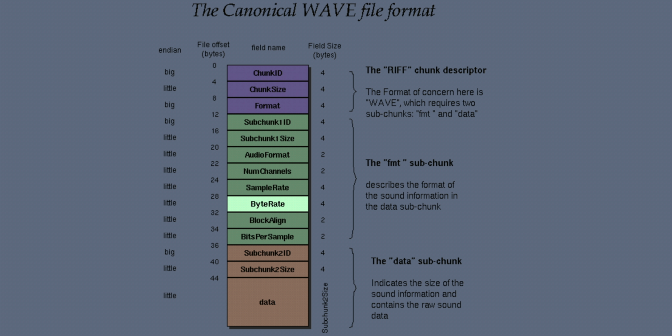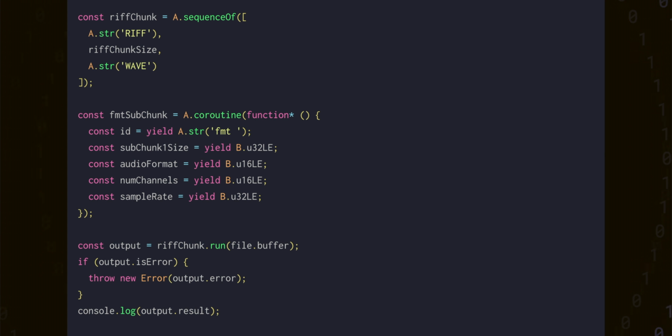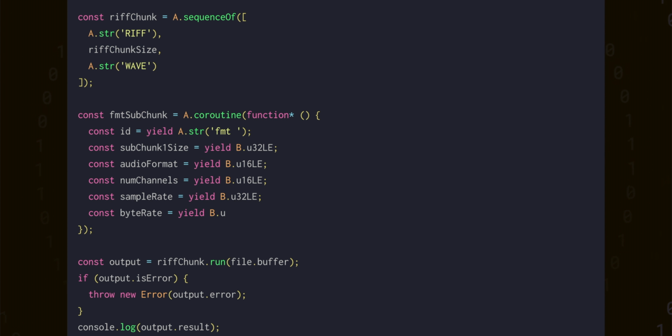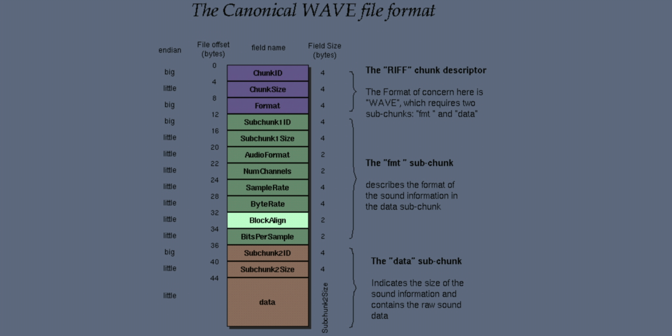Next is byte rate, a 4-byte little endian number, and in the description we can see that this is a computed value that should equal the sample rate multiplied by the number of channels multiplied by bits per sample divided by 8. We haven't passed the bits per sample field yet, but when we do, we'll be able to sanity check this value. The next field is block align, and this is 2 bytes little endian.